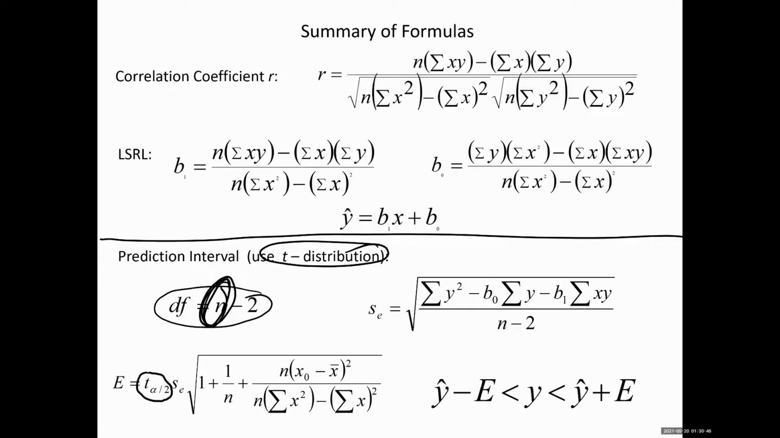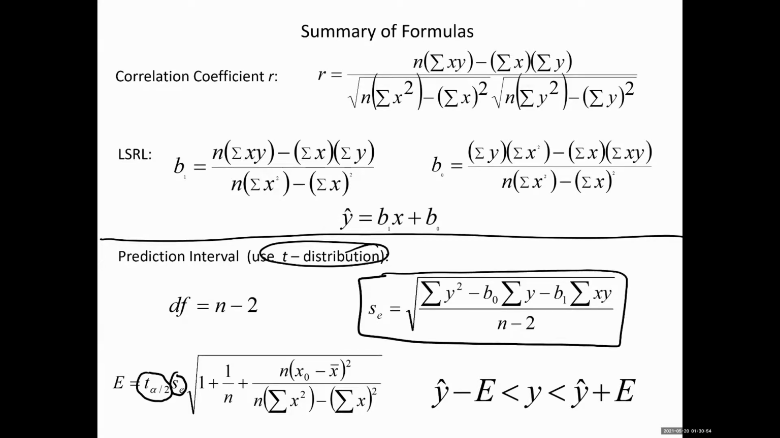N is how many pairs of numbers you have. And then there's this other thing in this margin of error formula, SE over here, and the formula for that is this mess over here. There's a name for that. That's called standard error of estimate. It's a weird name. You don't need to remember it.